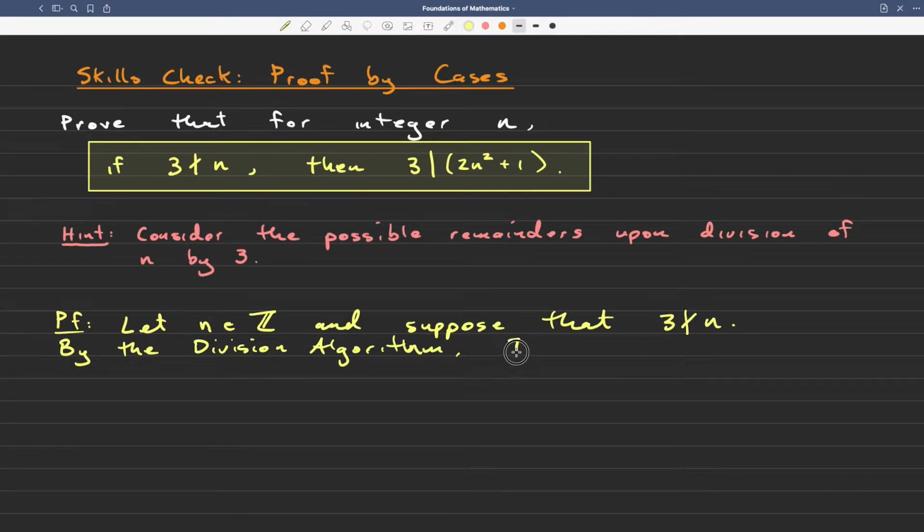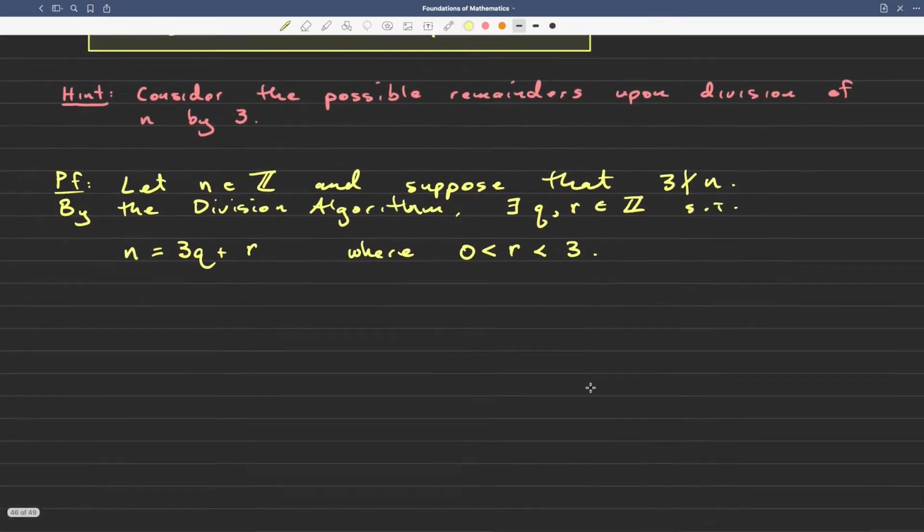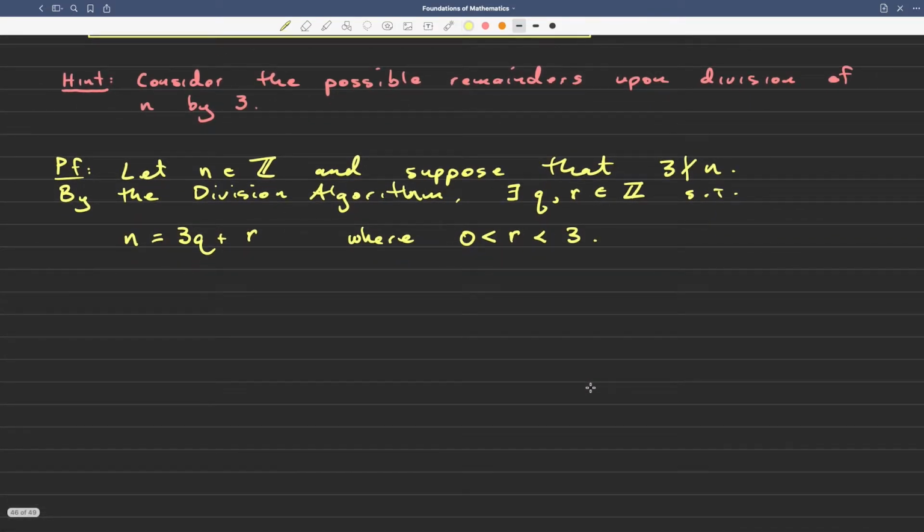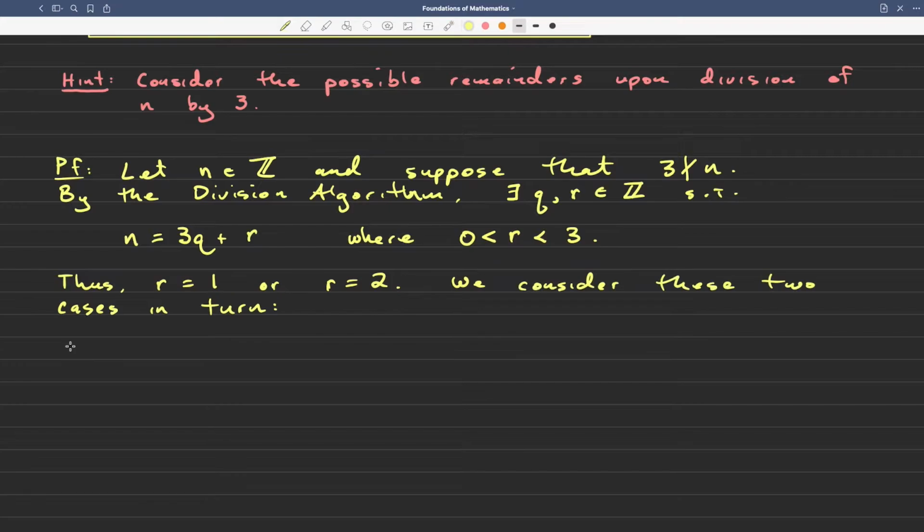So let's say it like this. There exist integers q and r such that n is equal to 3 times q plus r, where r is strictly between 0 and 3. R is not equal to 0 here because 3 does not divide n evenly. Thus, r can only be equal to 1 or r is equal to 2. So we're going to consider those two cases separately, where r is equal to 1 and r is equal to 2. Okay, so first let's do the case where r is equal to 1.